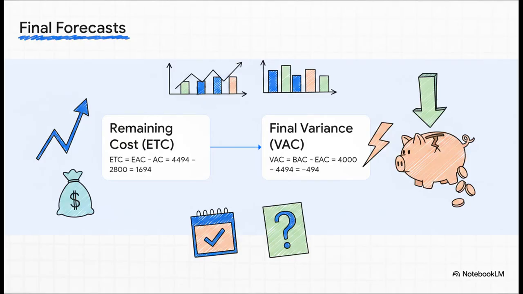And we can quickly calculate two more things from that forecast. First, the estimate to complete, or ETC, tells us how much more money we need to finish the project. In this case, about $1,700. And second, the variance at completion, or VAC, which just confirms what we suspected. It shows us we're projected to end up 494 over budget.